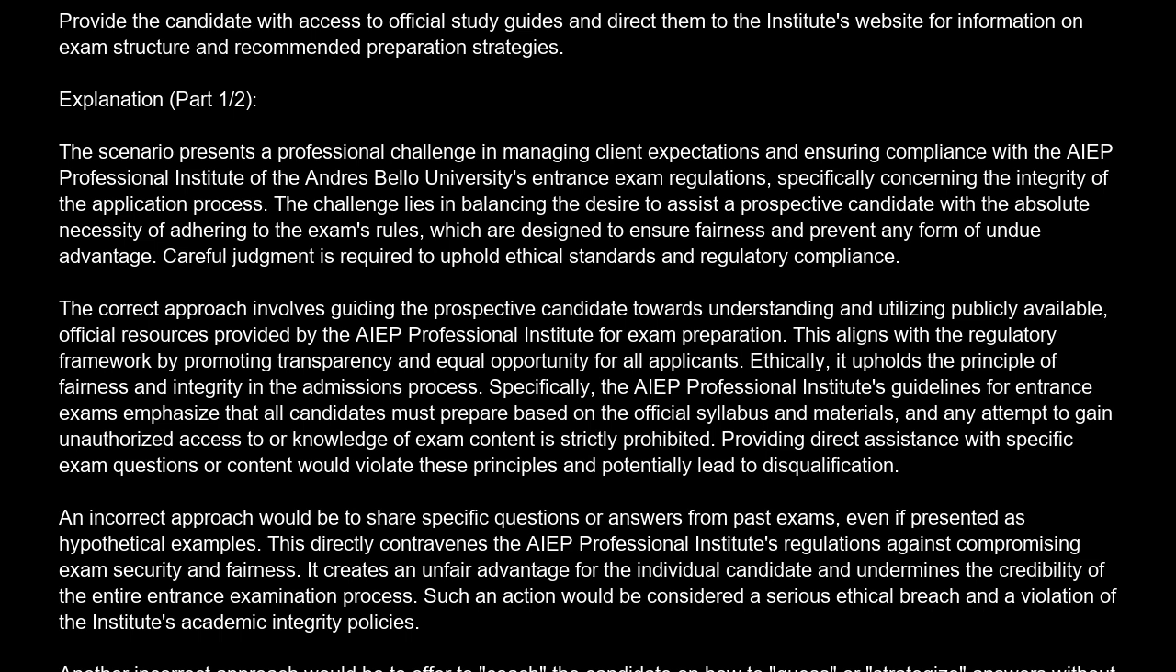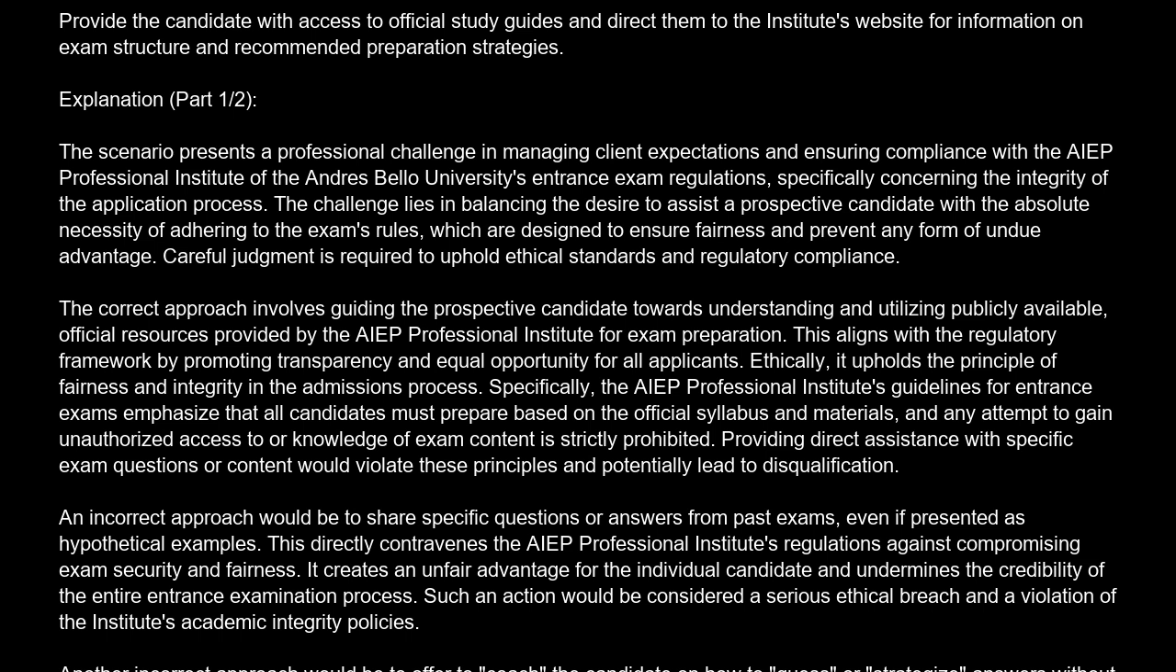An incorrect approach would be to share specific questions or answers from past exams, even if presented as hypothetical examples. This directly contravenes the AIEP Professional Institute's regulations against compromising exam security and fairness. It creates an unfair advantage for the individual candidate and undermines the credibility of the entire entrance examination process. Such an action would be considered a serious ethical breach and a violation of the Institute's academic integrity policies.